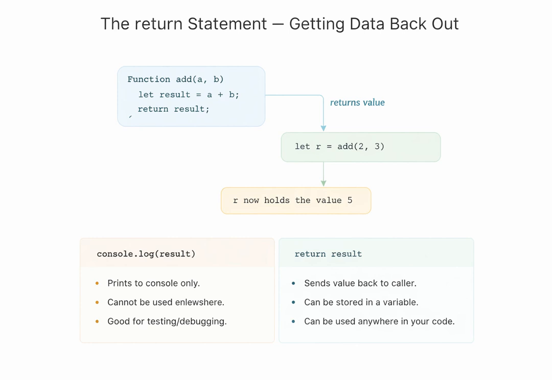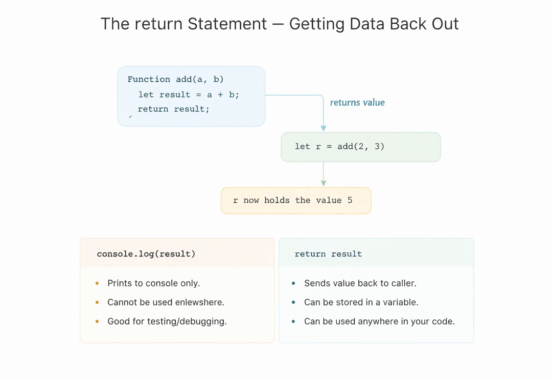So far, we've been using console.log inside functions to print results. But console.log only prints to the console. You can't use that value anywhere else in your code. The return statement is different. When a function uses return, it sends the value back to wherever the function was called from. You can then store that returned value in a variable and use it however you like. Multiply it, pass it to another function, display it on a web page.